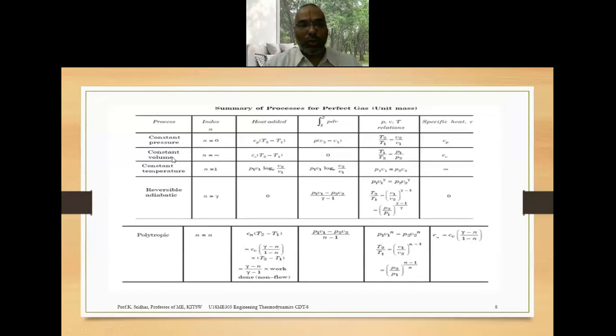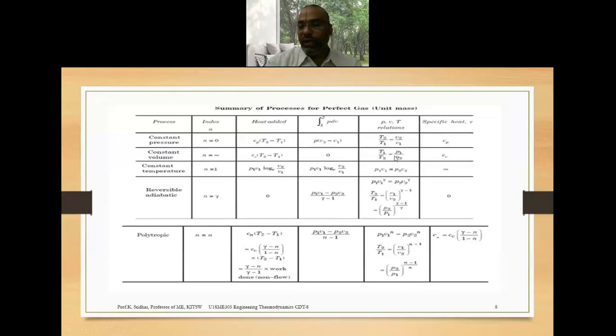And similarly, let us go to the constant volume process. In the constant volume process, work is equivalent to the integration of PdV. So dV is equivalent to 0. So automatically the integration of PdV is equivalent to 0. That is, the work done during the constant volume process, or in the isochoric process, is always equivalent to 0. Similarly, now volume remains constant, so automatically we are able to obtain the relationship between the pressure and temperature.